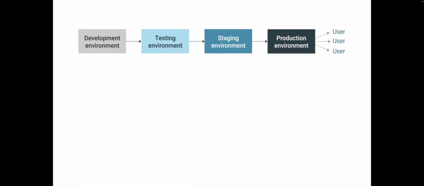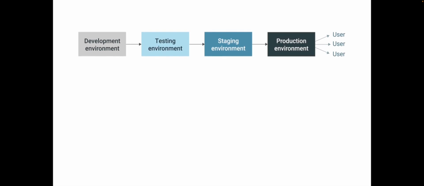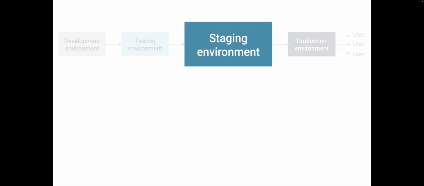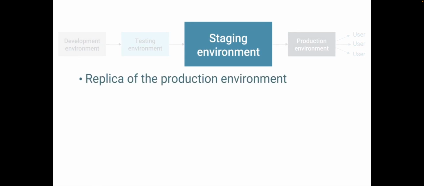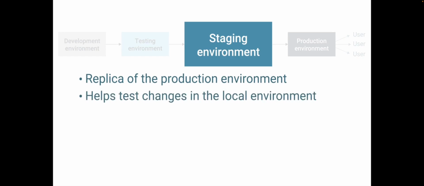As a quick side note, many companies have an environment that sits in between these two, often called staging. The staging environment is a replica of the production environment and is designed to test changes made in the local environment. The idea here is that code might work in your local environment, but not in production. So this adds an additional layer of QA and security before rolling out changes to your users.